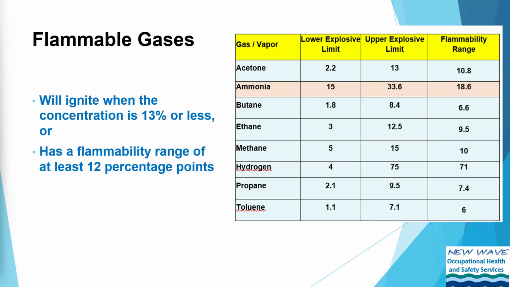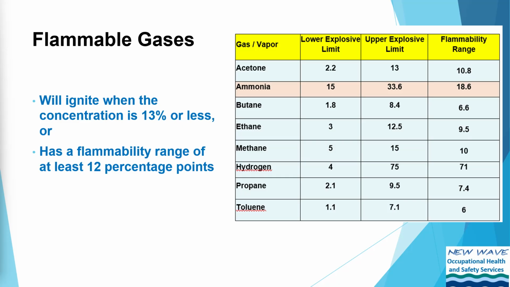Remember, there are 2 criteria: will ignite when the concentration is 13% or less, or has a flammability range of at least 12 percentage points. True, ammonia will not ignite at 13%, but looking at the right-hand column, the flammability range, ammonia's flammability range is 18.6%, well above the 12% required by the regulations. Thus, ammonia is a Class 2.1 flammable gas.